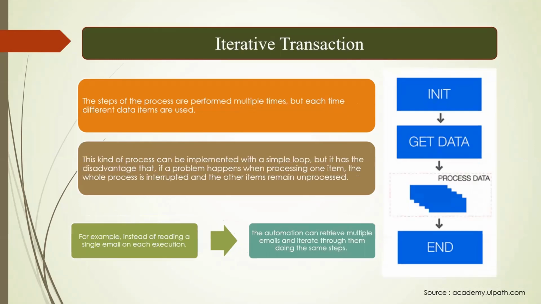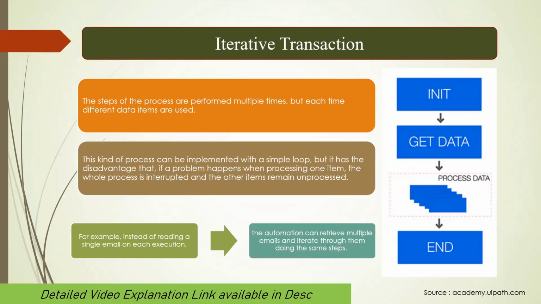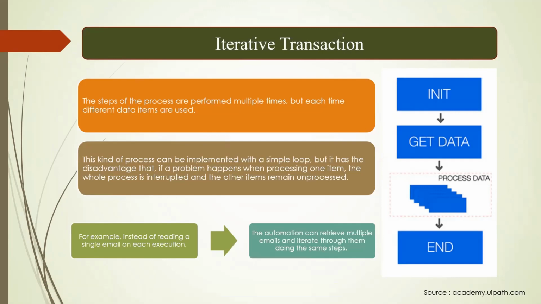The next kind of transaction in automation is called an iterative transaction. Now, what is an iterative transaction? We initialize the application, we get the data, and there is a lot of data which we have to process. Getting back to the email example, I have to download the attachment, but let's say there are 50 attachments. Now I have to work on all the 50 attachments one by one. First attachment, second attachment, third attachment, and like that. That is called the iterative transaction.